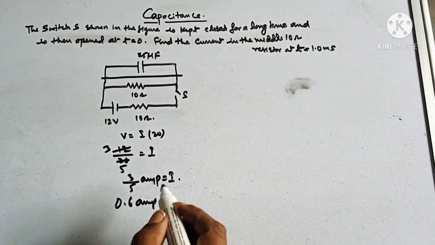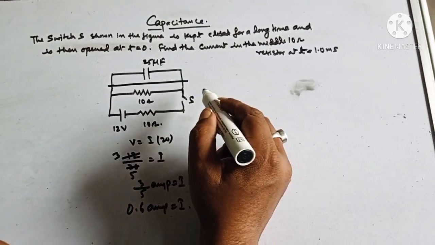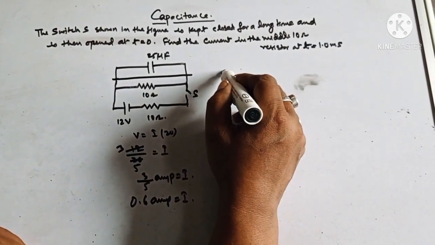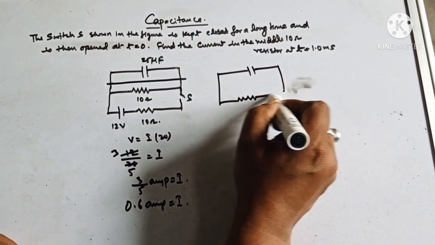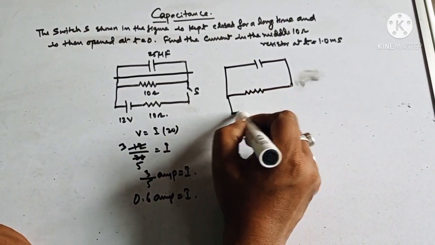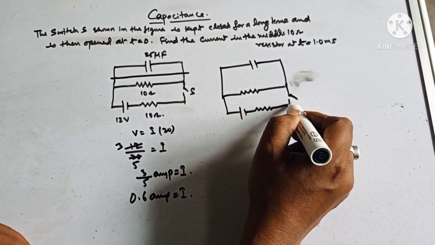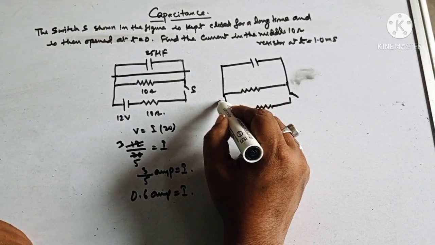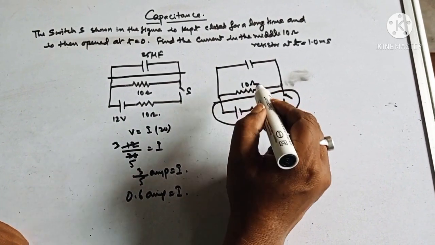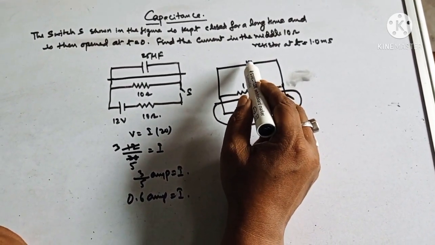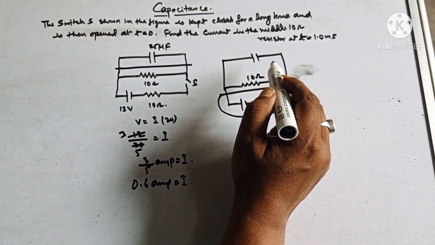Now what happens when the switch is off? When the switch is off, no more current flows through this circuit. This is 10 ohms. Now the discharging of the capacitance charge starts.